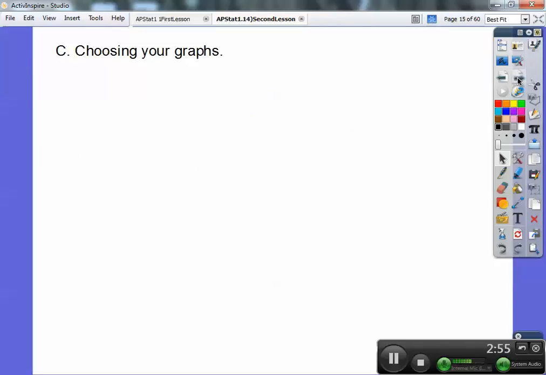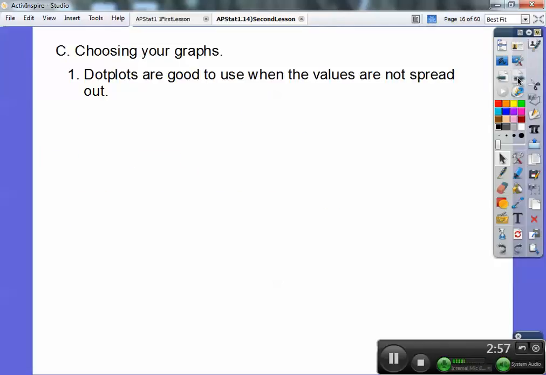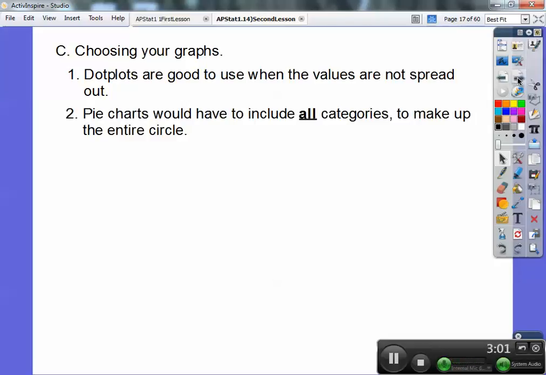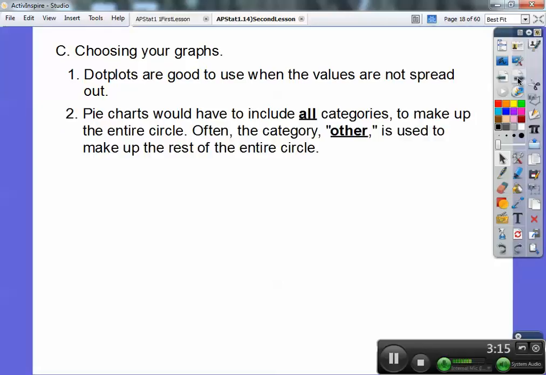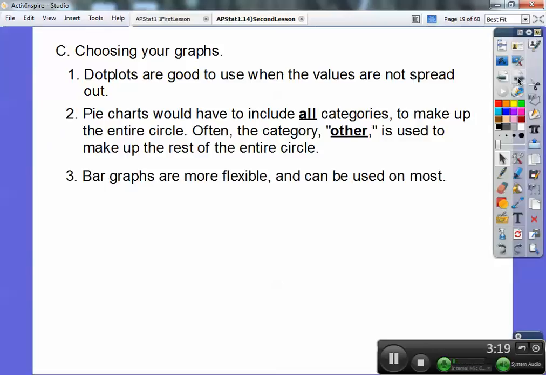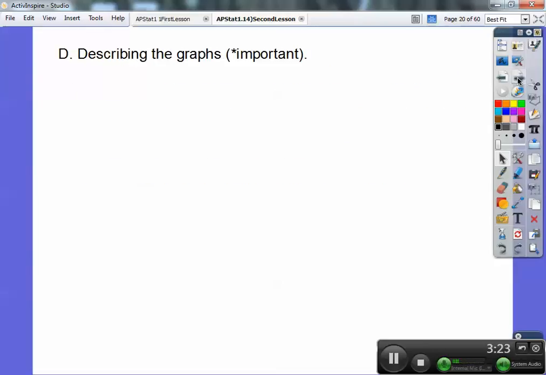Okay, all right, so choosing your graphs. Dot plots are good when the values are not spread out, like the goals. They weren't very spread out. Pie charts, you'd have to include all categories to make up the entire circle. So most of the time you have to include the category other to make up 100% of your circle. If you don't have 100%, you can't do that. Okay, so that's what that says right there. Bar graphs are more flexible and can be used on pretty much everything, you guys.